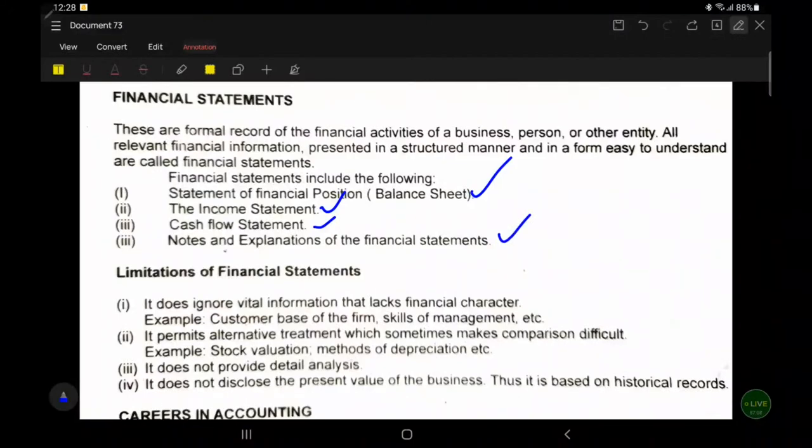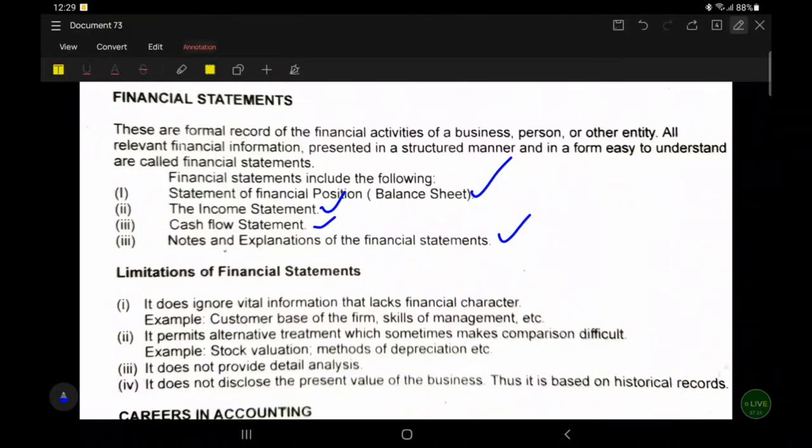I mean, these are what we call the financial statement that give a clear picture of all the information that we want to present to the public for them to make decisions. So once you present it, you're able to help them to understand so that they can make what decisions. And so that's what we call financial statement. So let's take note of that.